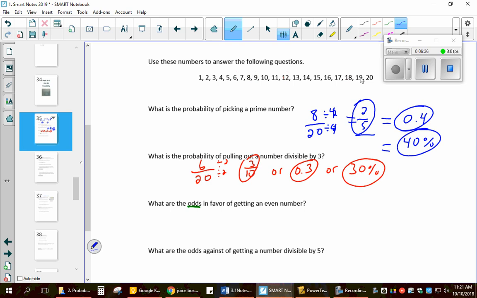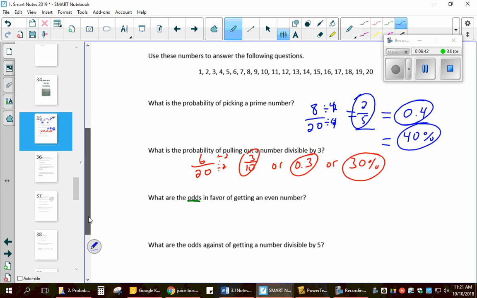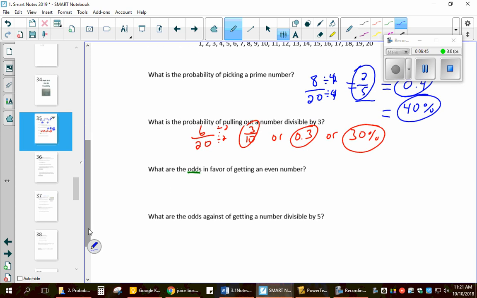all right, so even numbers, how many do we have here? You're going to have 10 in total here. We probably don't even need to circle those ones. There's going to be 10. So remember, for odds, odds is going to be favorable, dot, dot, unfavorable. So 10 to 10.